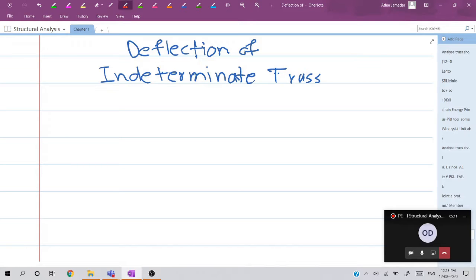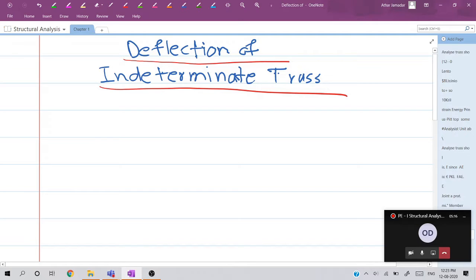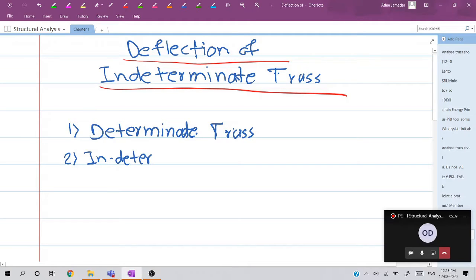Today's first point is the deflection of indeterminate trusses. First of all, we have to clarify the meaning of determinate and indeterminate trusses. There are generally two types of trusses. The first one is the determinate truss, and the second one is the indeterminate truss. There are these two types of trusses from the structural analysis point of view.